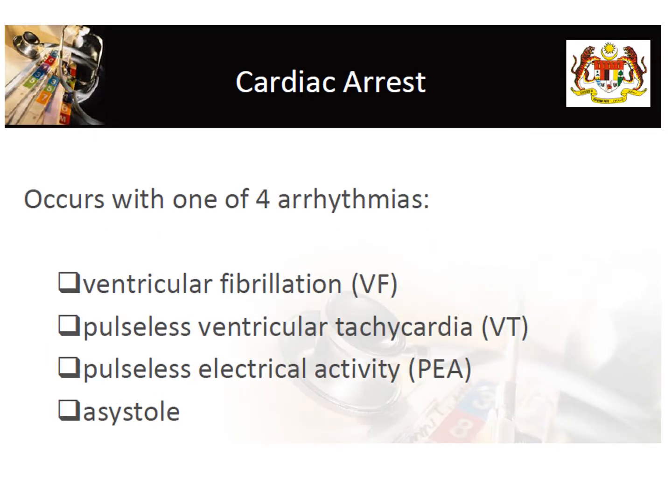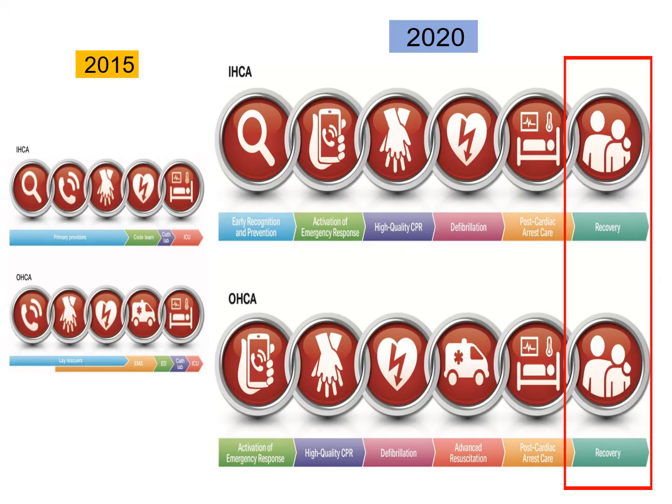First, let's talk about how to manage cardiac arrest patient. In your mind, you should divide the cardiac arrest into two. One is shockable rhythm. Number two is non-shockable rhythm. Shockable rhythm consists of VF and pulseless VT, whereas non-shockable rhythm consists of PEA and asystole.